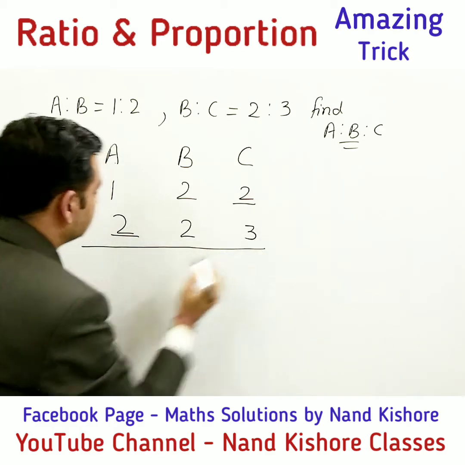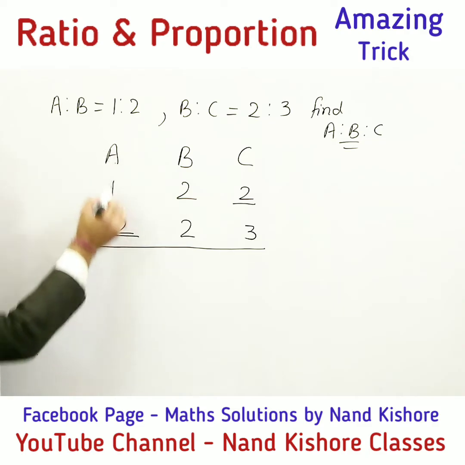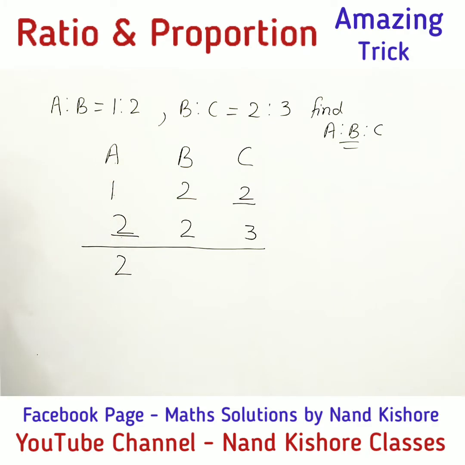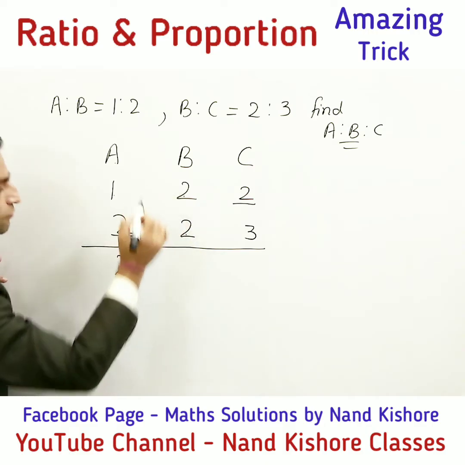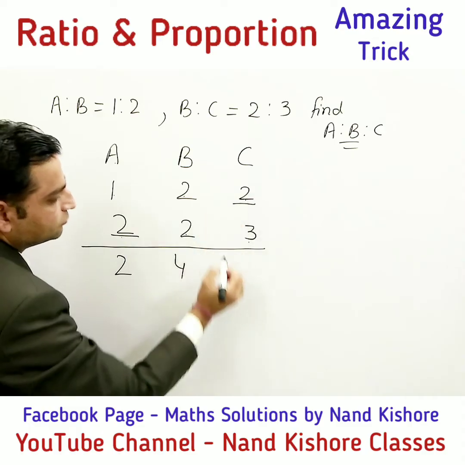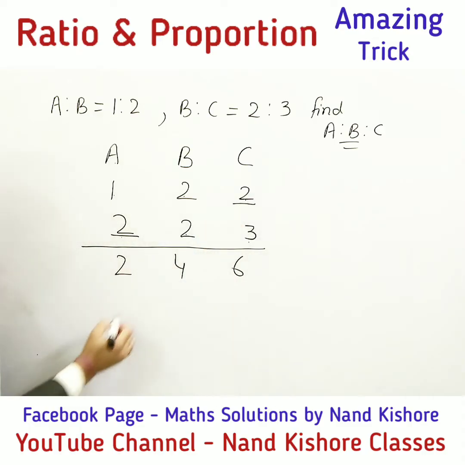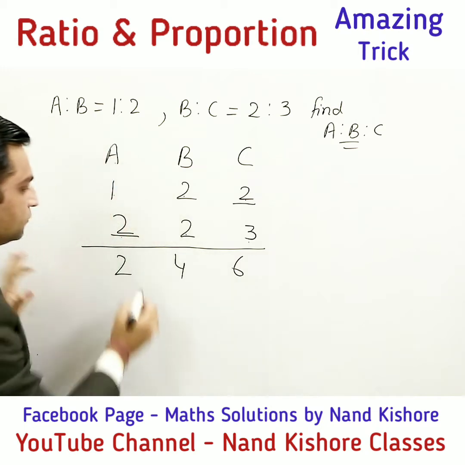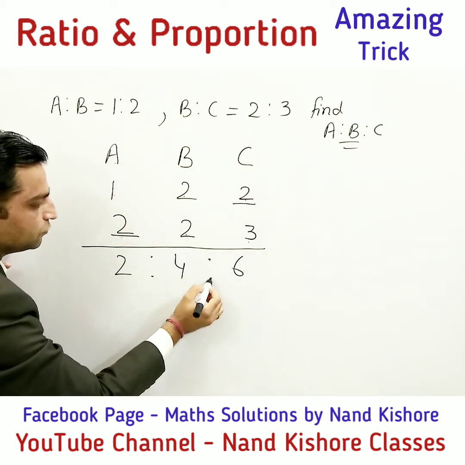Then these numbers should be multiplied vertically. 2 multiplied with 1 is 2. 2 multiplied with 2, we get 4. And 3 multiplied with 2, we get 6. So 2, 4 and 6, three values we have got. This is the answer.